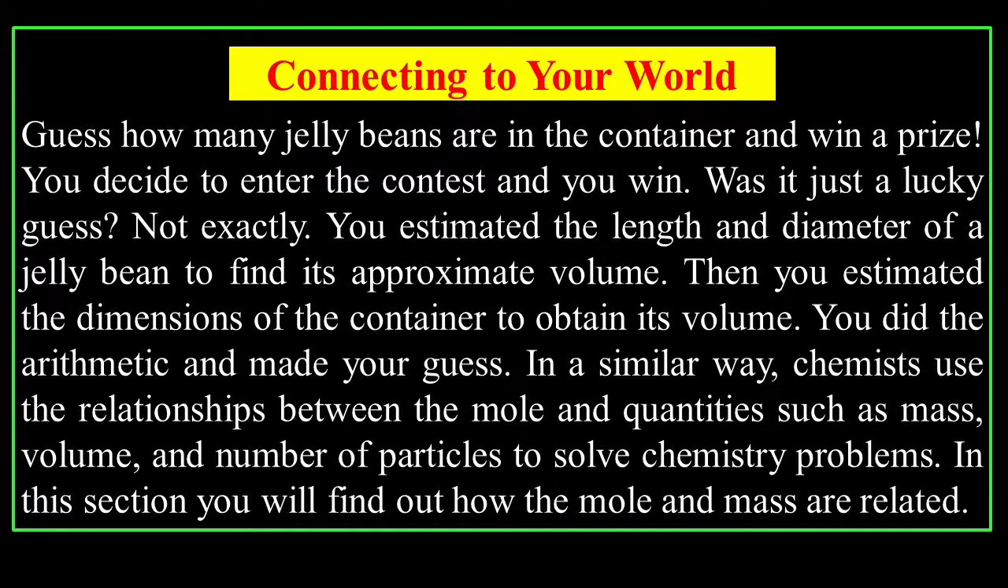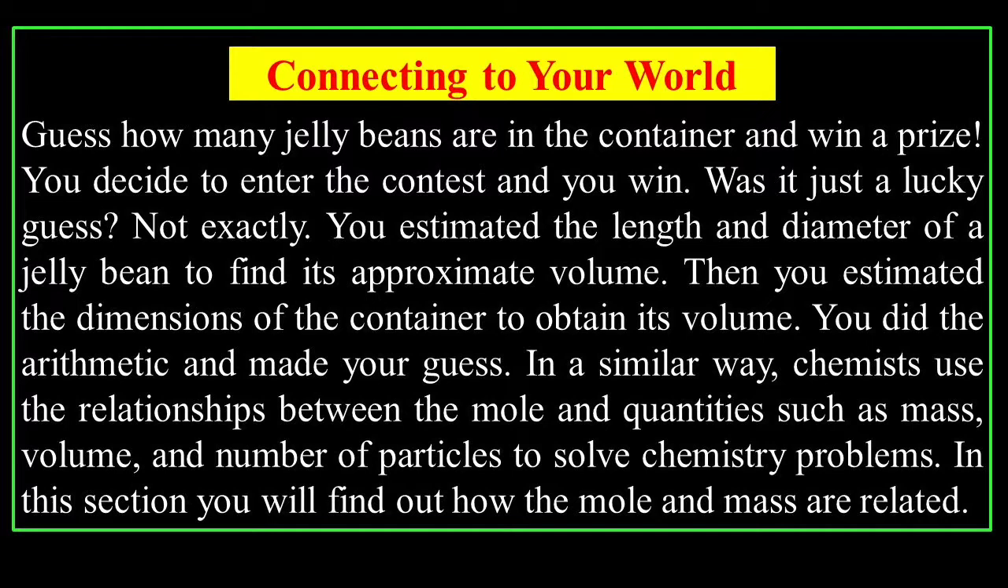Guess how many jelly beans are in the container and win a prize. You decide to enter the contest and you win. Was it just luck? Not exactly. You estimated the length and diameter of the jelly bean to find its total volume. Then you estimated the dimensions of the container to obtain its volume. You did the arithmetic and made your guess. In a similar way, chemists use the relationships between the mole and quantities such as mass, volume, and number of particles to solve chemistry problems.